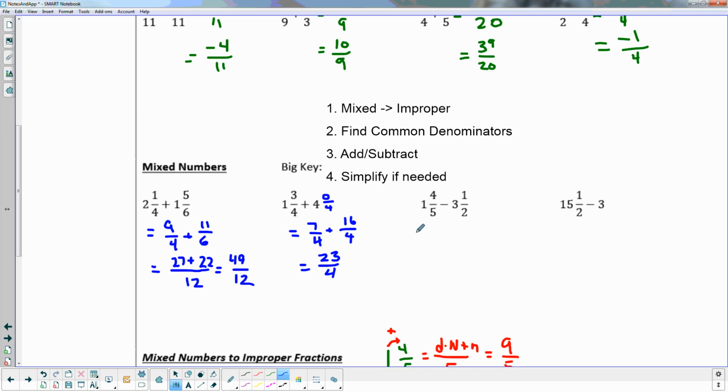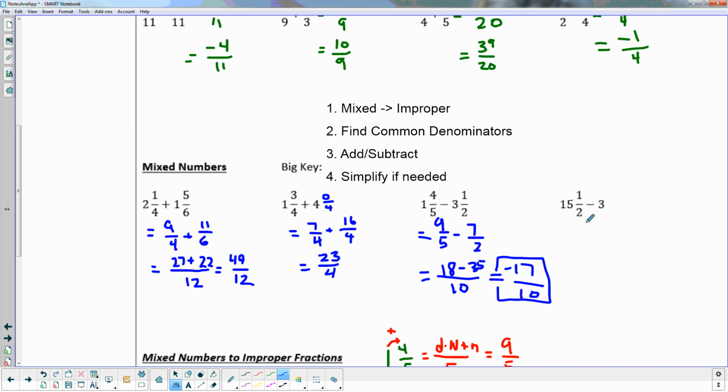For the subtraction ones, same idea. Nothing really changes. 5 times 1 is 5, plus 4 is 9. So I have 9/4 minus 3 1/2. Sorry, 9/5. Yikes. Good catch. 2 times 3 is 6, plus 1 is 7. So 7/2. And I need to find common denominators. I think 10 is our best bet. 5 times 2, so 9 times 2 is 18. 2 times 5 is 10, so 7 times 5 is 35. So when I subtract those, 18 minus 35 is negative 17 over 10. And that's what I get for that one.